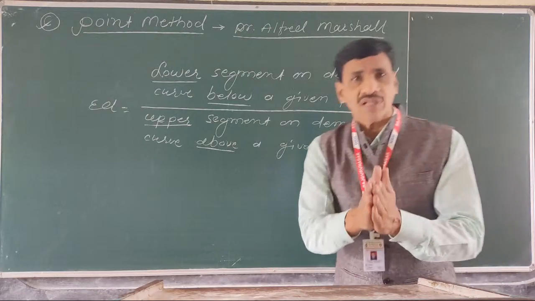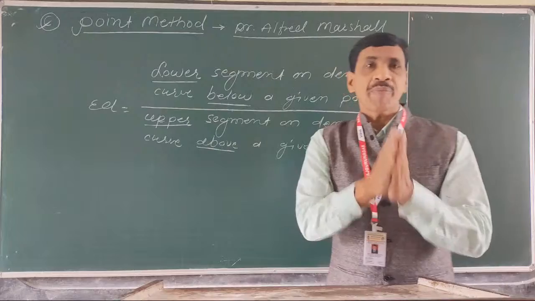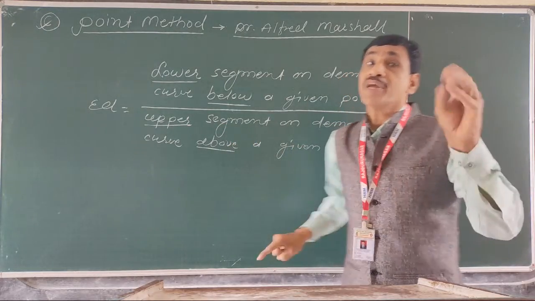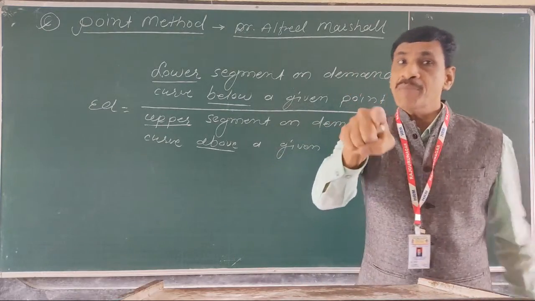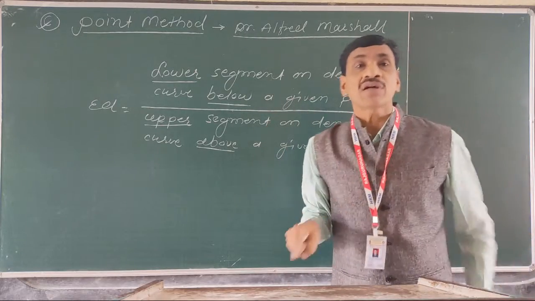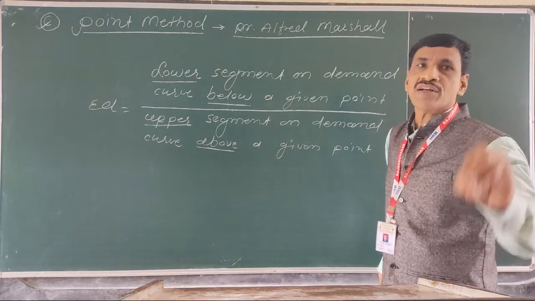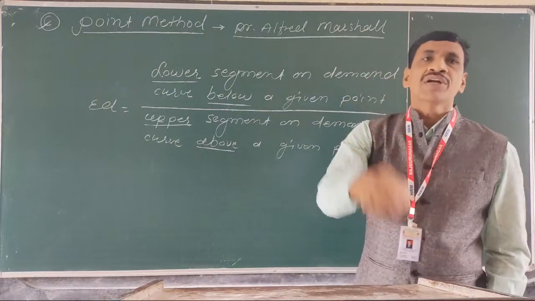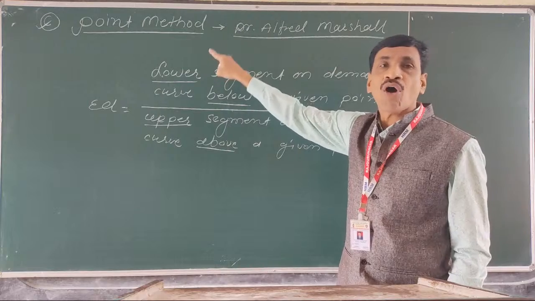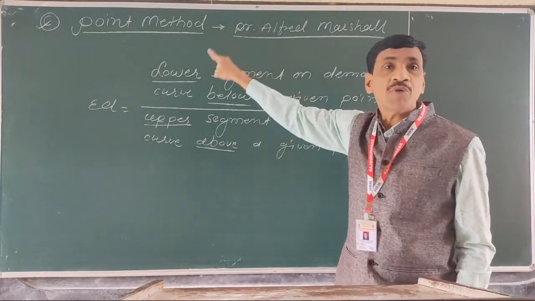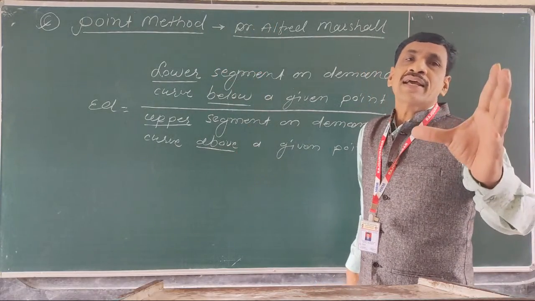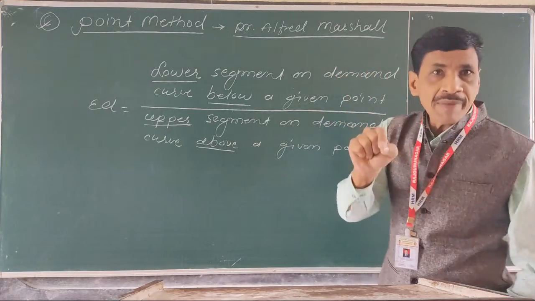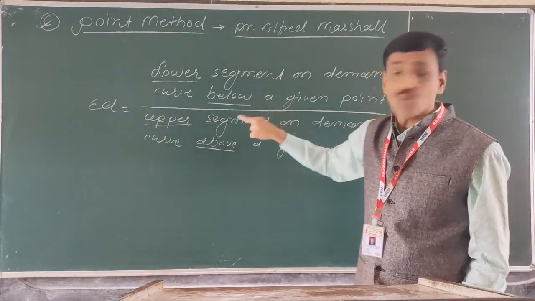These two methods, the ratio and total expenditure methods, are totally unable to measure the price elasticity of demand when we are given any point on the demand curve. That's why you measure the price elasticity of demand with the help of the point method. That's why Dr. Alfred Marshall developed the third method of measurement of elasticity of demand, the point or geometric method. At any given point on a demand curve, elasticity of demand can be measured with the help of this formula.